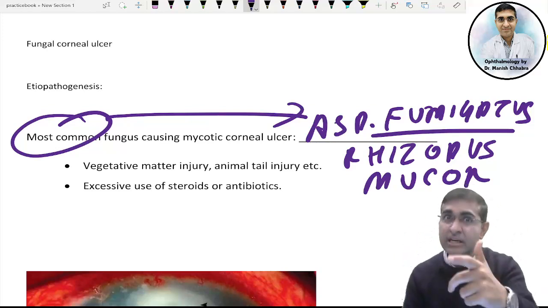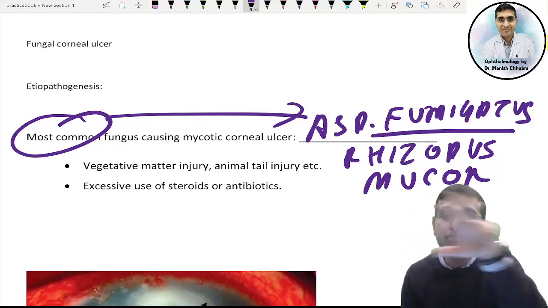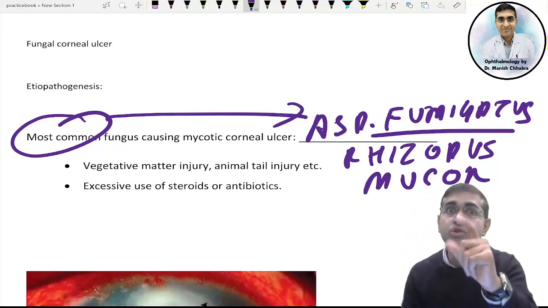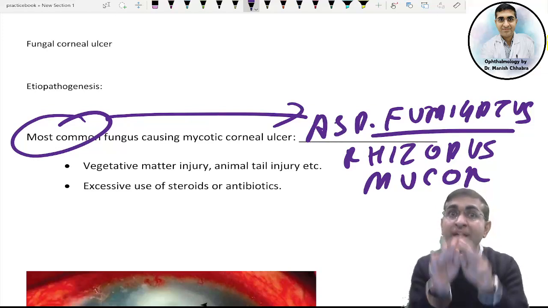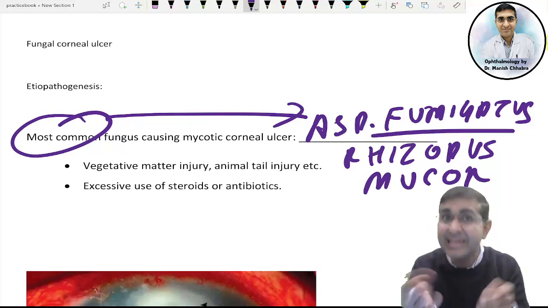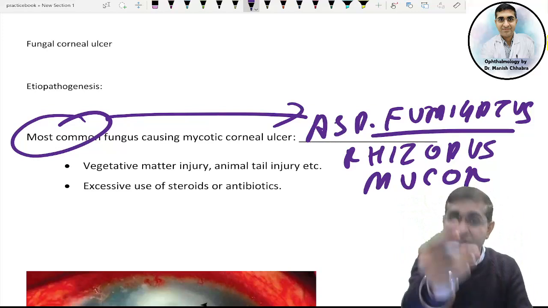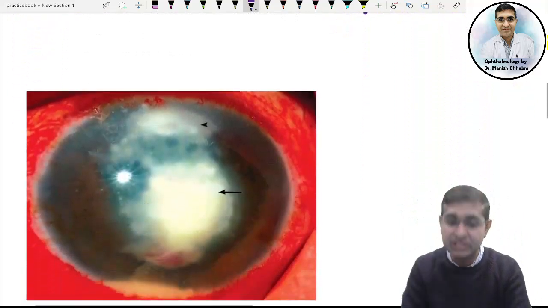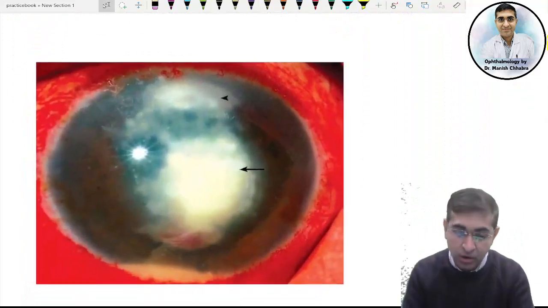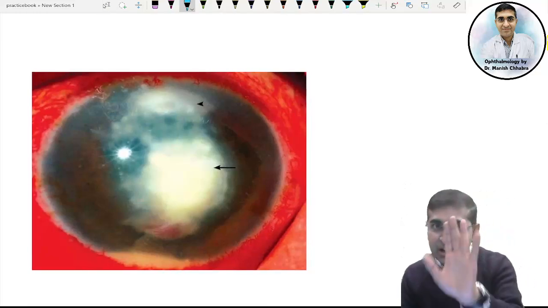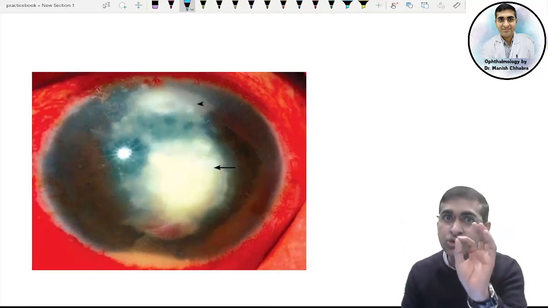But nowadays in the urban population, due to excessive use of steroids, because steroids decrease the local immunity, that can also predispose the patient to fungal keratitis. Okay, steroids or antibiotics. Now you can see that this is the fungal corneal ulcer. Now I am going to tell you the typical features.